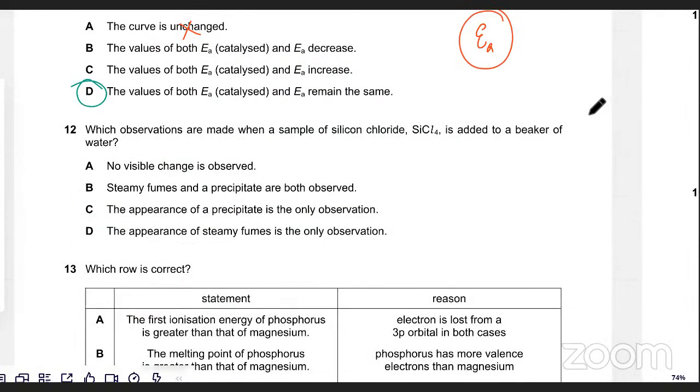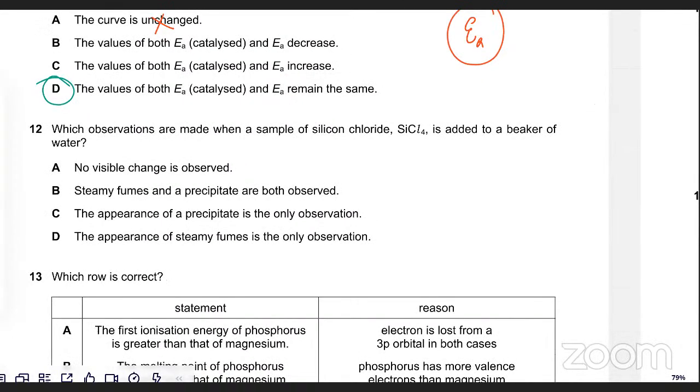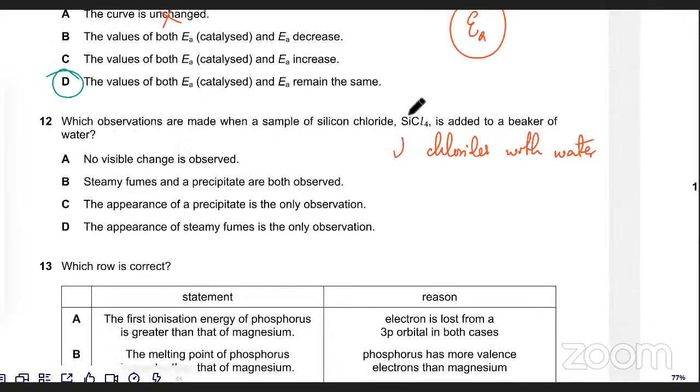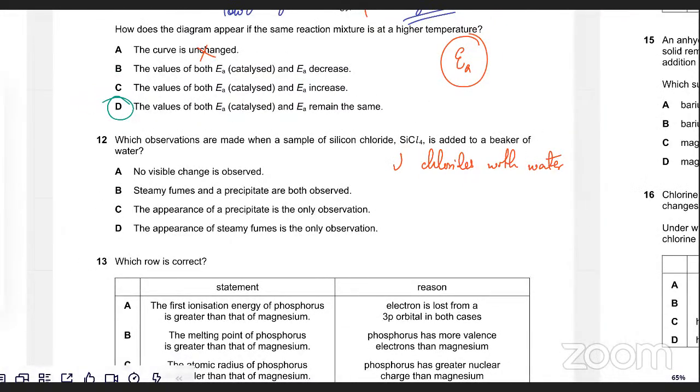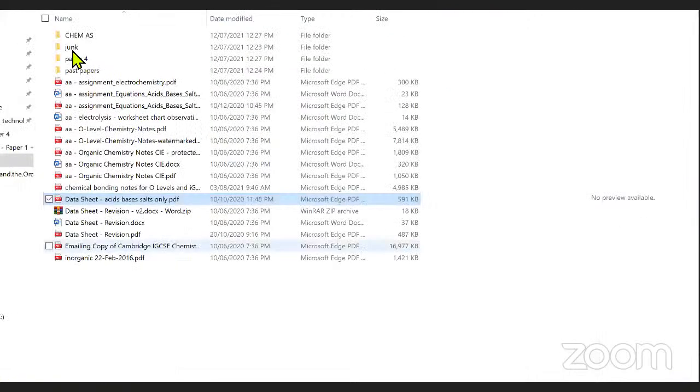I said next one. Which observations are made when a sample of silicon chloride is added to a beaker of water? This is part of inorganic, which you just have to memorize. I'm going to send you notes for this as well. This is the reaction of chlorides with water. You have to remember period 3, and you have to remember each one of them, like what happens when you react a chloride like NaCl or MgCl2 with water. I'm going to do just a quick revision of period 3 over here.